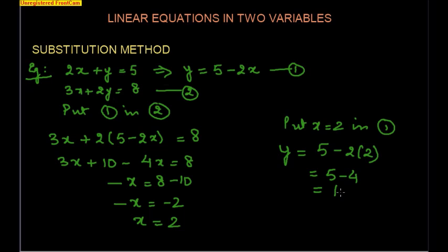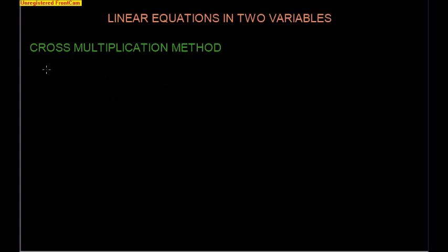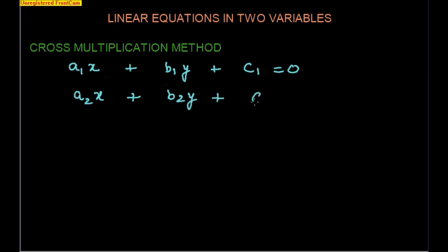So that was the substitution method. Let's move on to the next method, which is the cross multiplication method. I will write down the standard form of the equations: a1x plus b1y plus c1 is equal to 0. And the second equation is a2x plus b2y plus c2 is equal to 0.